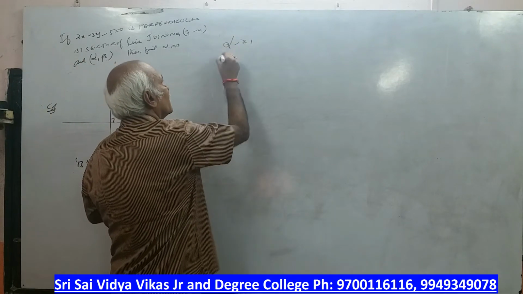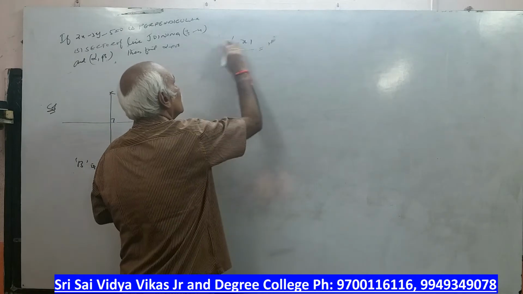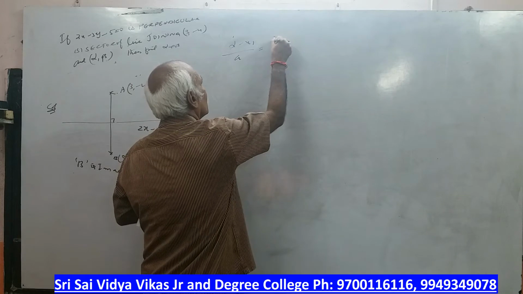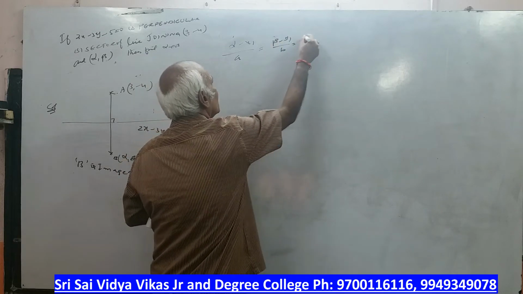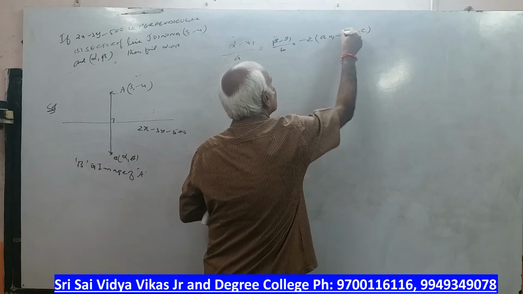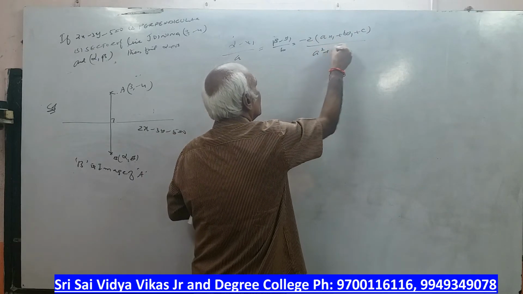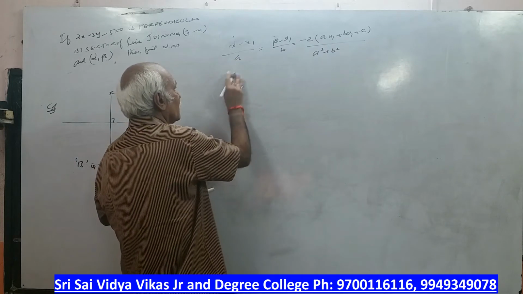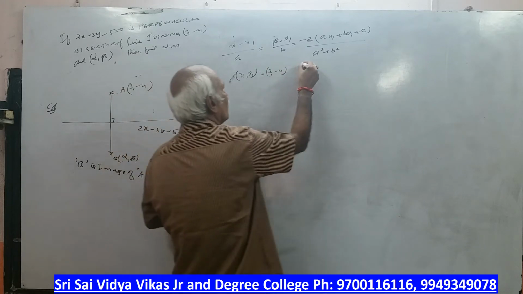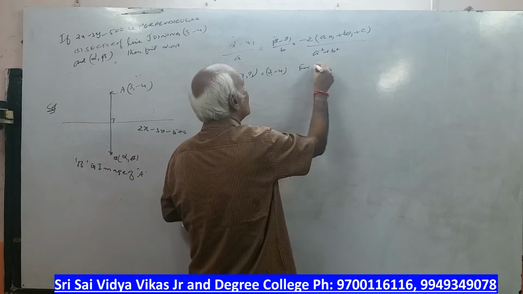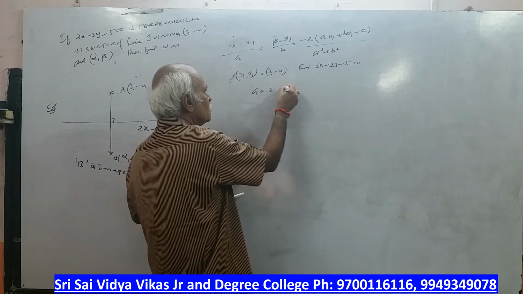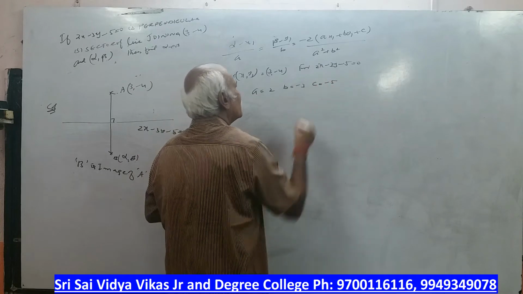Alpha minus x1 by A, beta minus y1 by B, equals minus 2 times ax1 plus by1 plus c by a square plus b square. What is the x1 y1? 3 comma minus 4. For 2x minus 3y minus 5 is equal to 0, a value 2, b value minus 3, c value minus 5.